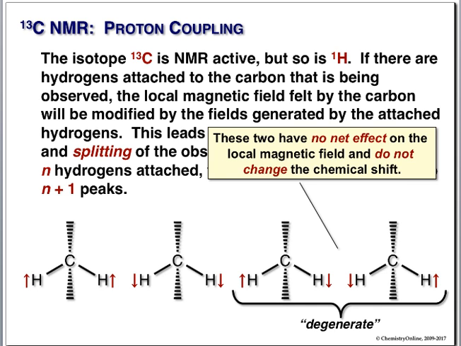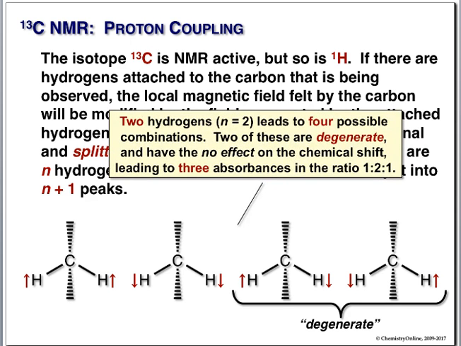What we get is 3 peaks. This one will be in the middle. It will be the most intense because there are 2 opportunities for it. This one will be at higher field, and this will be lower. 2 hydrogens, 3 peaks. This is referred to as a triplet.